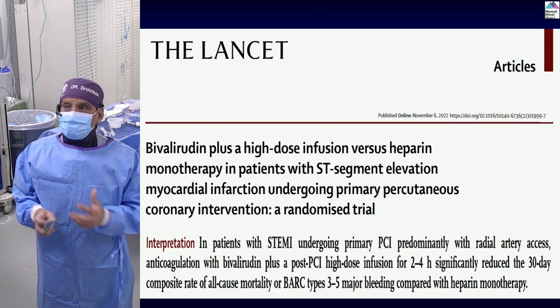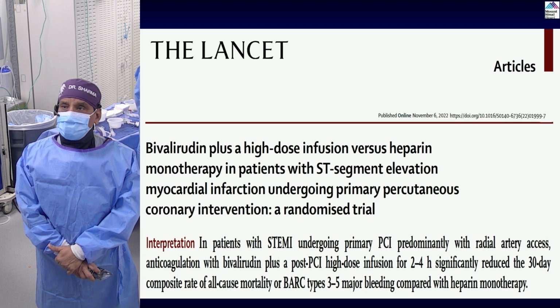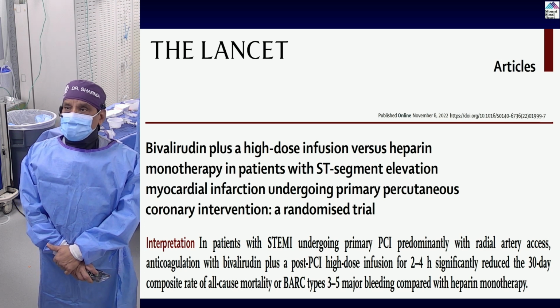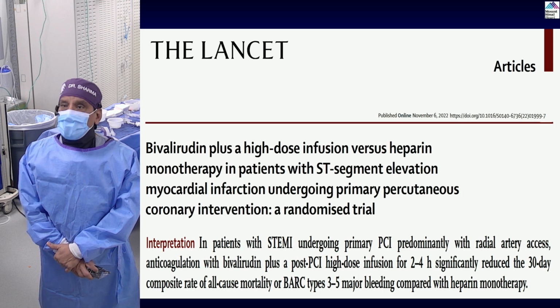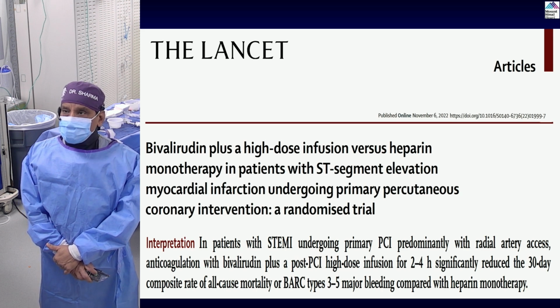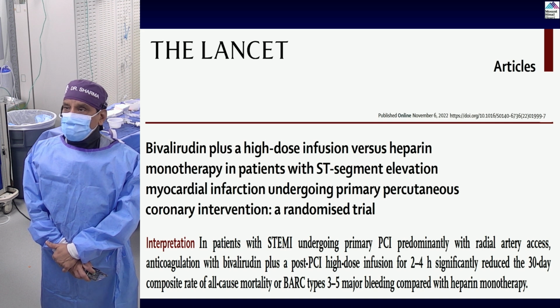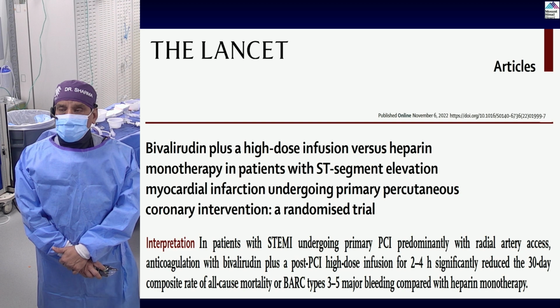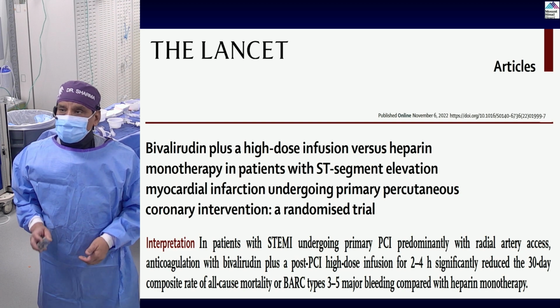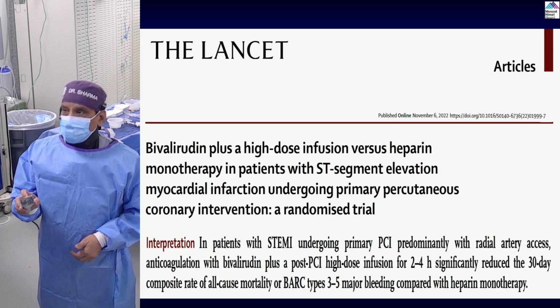And I would say in our interventional cardiology, life is full circle, that in patients with STEMI undergoing primary PCI, predominantly with radial artery access, anticoagulation with bivalirudin plus a post-PCI high-dose infusion for 2 to 4 hours significantly reduces the 30-day composite rate of all-cause mortality or BARC type 3 to 5 major bleeding compared with heparin monotherapy.